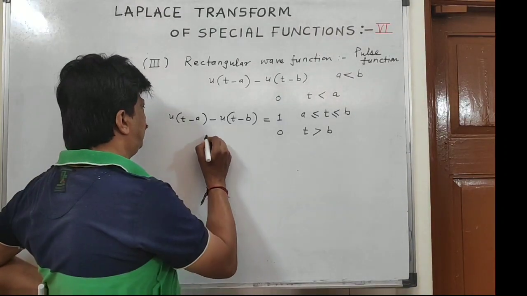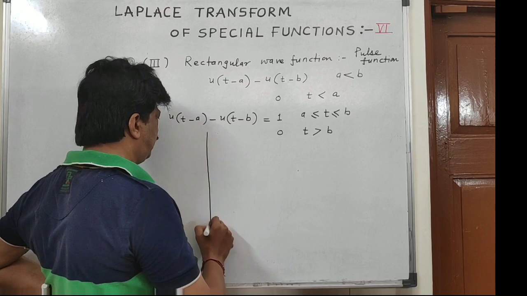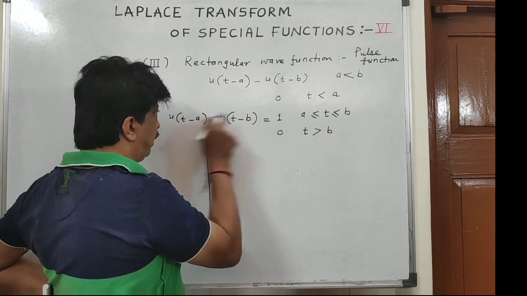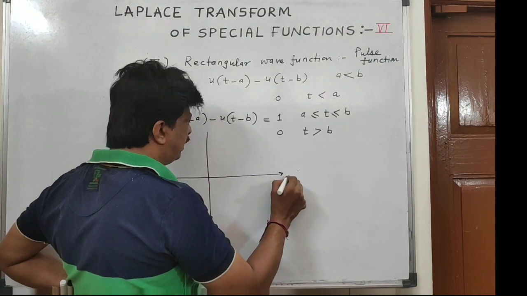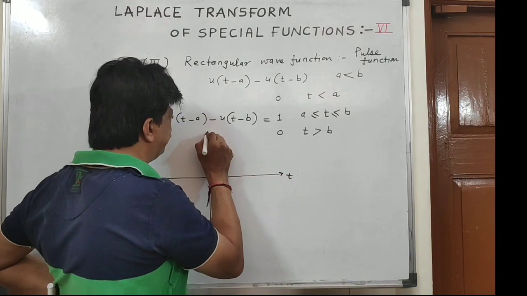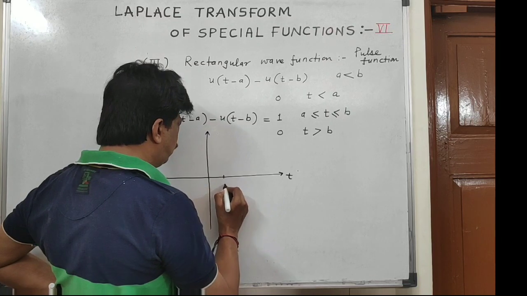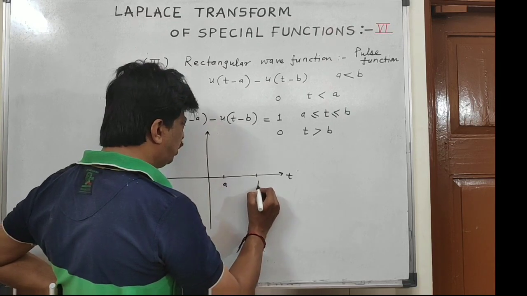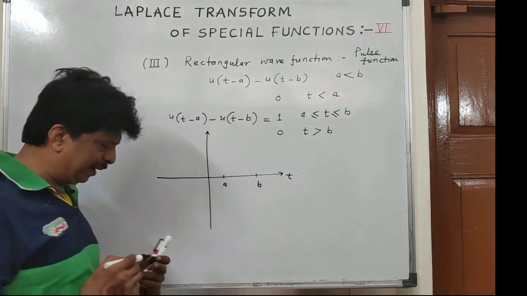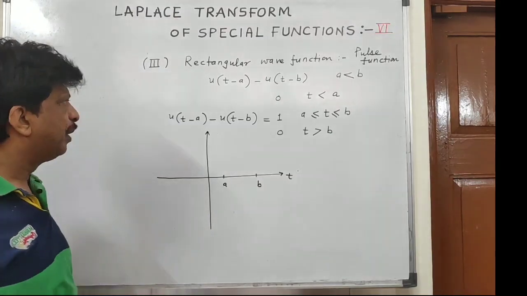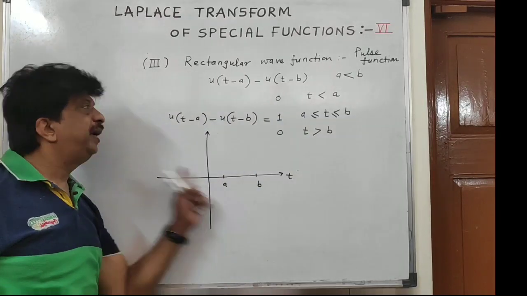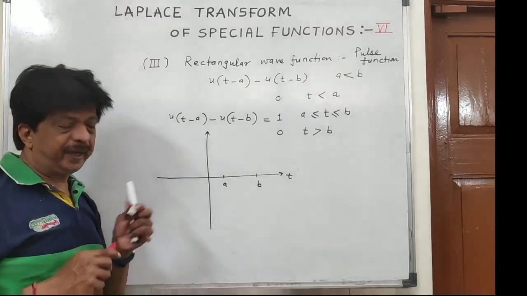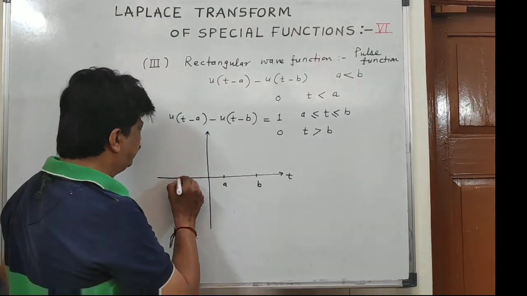This is the u of t minus a minus u of t minus b axis. This is the t axis. Suppose this is t equal to a, and this is t equal to b. Now let me plot this function. It is zero when t is strictly less than a. So for all these values, it is zero.